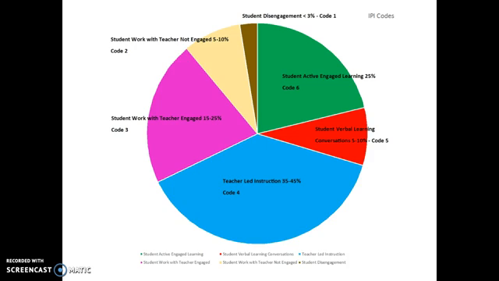So if you look at, for instance, code 6, where we should be spending 25% of our time, and code 5, where we should be spending 5 to 10% of our time. Code 4, where a classroom should be 35 to 45% of the time, and a code 3, where we should be spending 15 to 25% of our time, a code 2, 5 to 10%, and a code 1, less than 3% of the time.